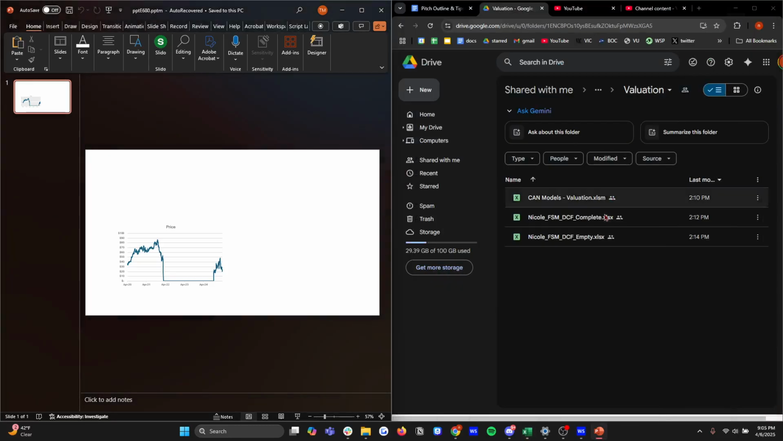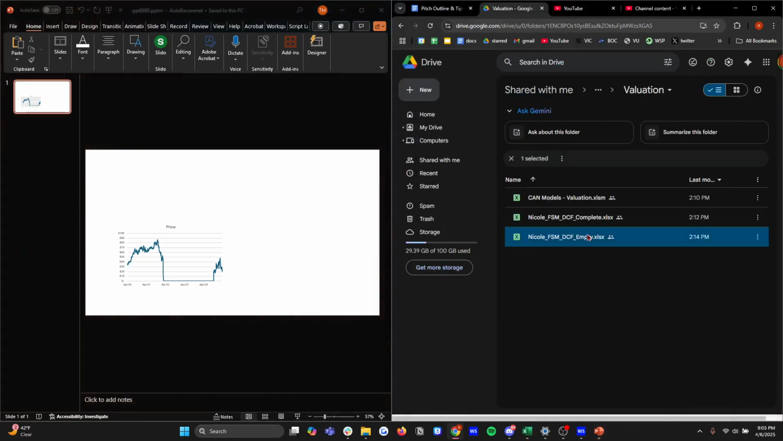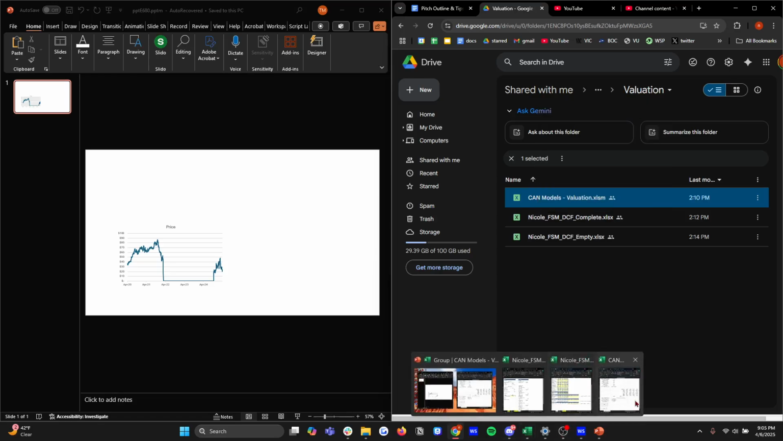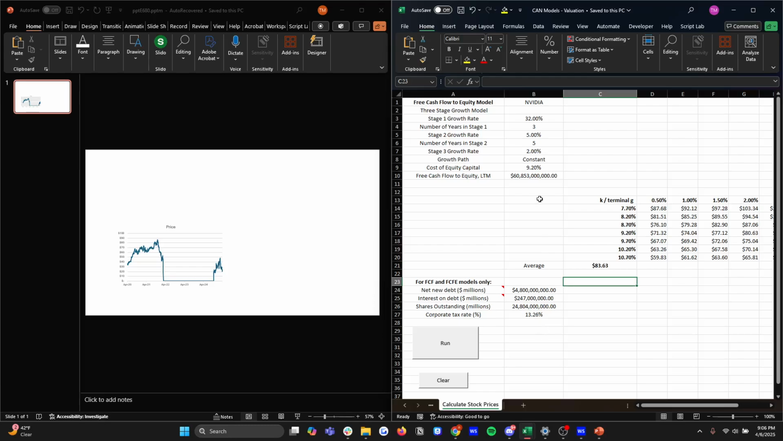So you got three documents. One of them was the empty version of the UCF file. The other one is the complete version of the UCF file. And the other one is something called CAN models. So CAN model is just going to be like a 3-in-1 model. So first looking at the free cash flow to equity model. If I were to do this, I'm trying to essentially argue that my cash flows are going to grow. So if these are example inputs for NVIDIA.